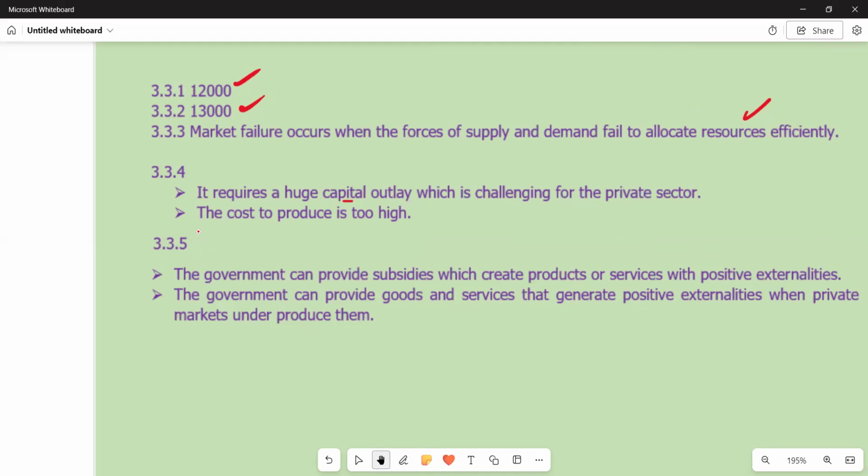Then the last point is that the cost to produce is too high, which is very clear. We cannot meet the cost because of shortage of funds also. So this is what we have in terms of 3.3.4.